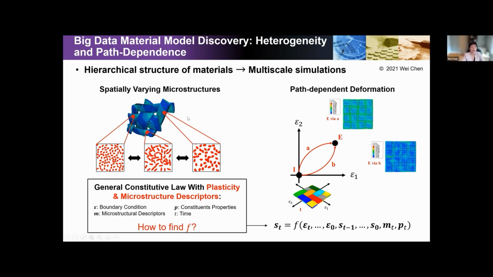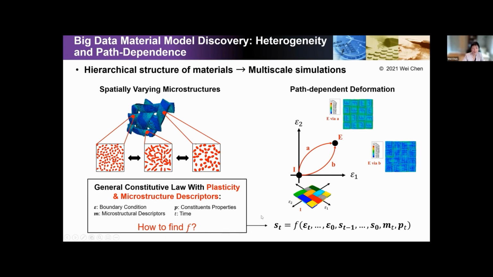It's also a joint effort between several different groups. We're really looking at what we call path-dependent behavior, like hyperelasticity. What you see here is that, depending on how you go from one point to another point, the boundary condition, which is the strain input, can be quite different. This is very useful for predicting nonlinear plasticity behavior. If we look at the model, the stress is a function not only of the current strain, but also of the past history in terms of the strain and the stress, where M stands for microstructure morphology and P stands for constituent properties.